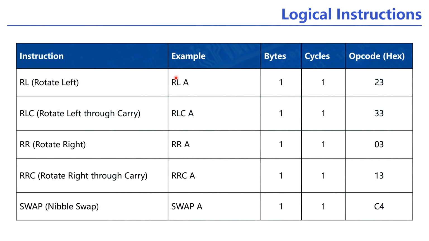Now we can move to the logical instructions. Some more instructions are also given here. RL is nothing but rotate left. If we want to rotate the bits to the left, we use the instruction RL A. This instruction is a 1-byte instruction. The execution of this instruction takes 1 machine cycle. The opcode of this instruction is 23H.